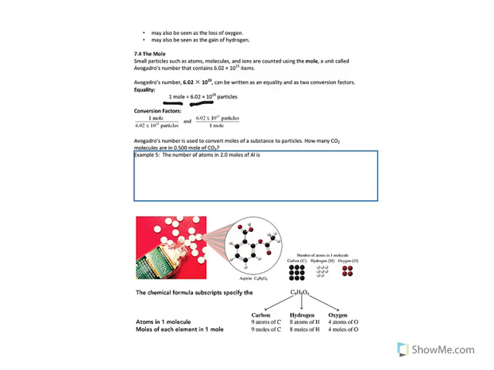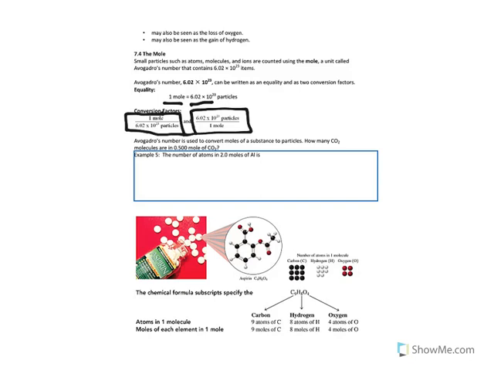Therefore, that's an equality. And because it's an equality, we can make conversion factors out of it. We can say that 1 mole of whatever has 6.02 times 10 to the 23rd of that whatever. Or we can say that 6.02 times 10 to the 23rd of whatevers are in 1 mole of that. We use this number to convert moles of a substance into particles.